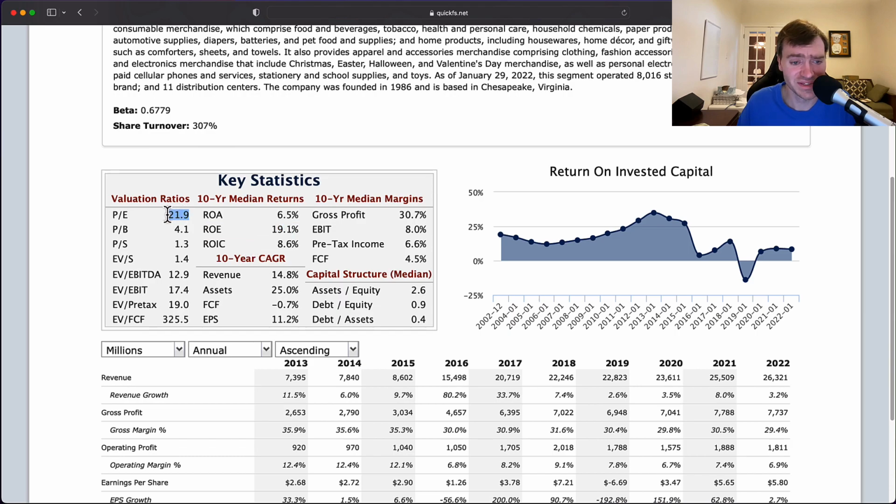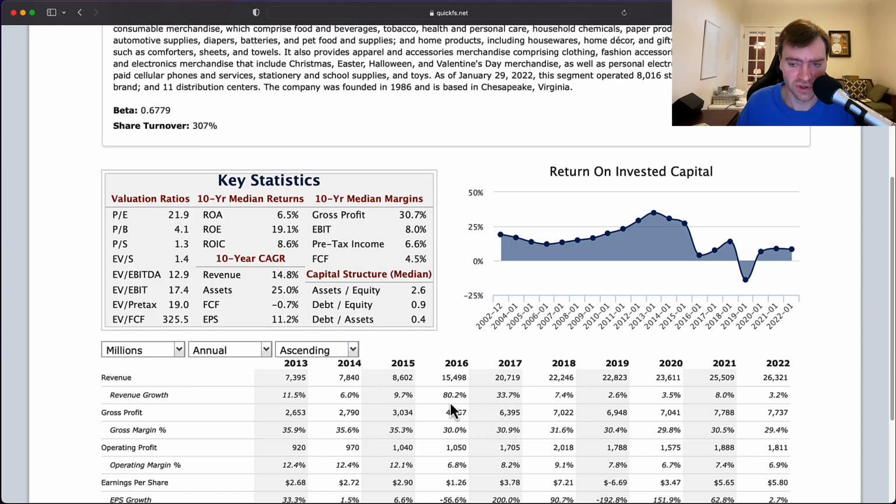PE of 21 is high, but you have growth rates to support it. Now, it's difficult to assess because, again, your revenue's gone from $7 billion to $26 billion, so you've more than 3x'd your revenue over the course of a decade, but you have some acquisition in there that makes it really hard to tell.